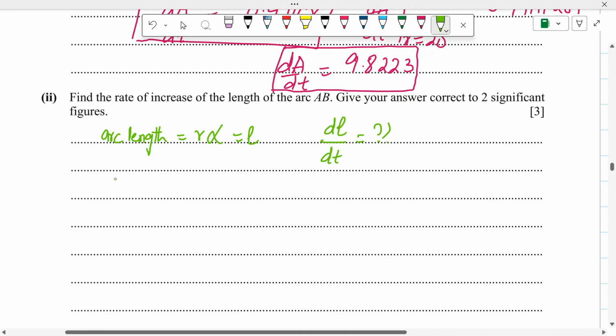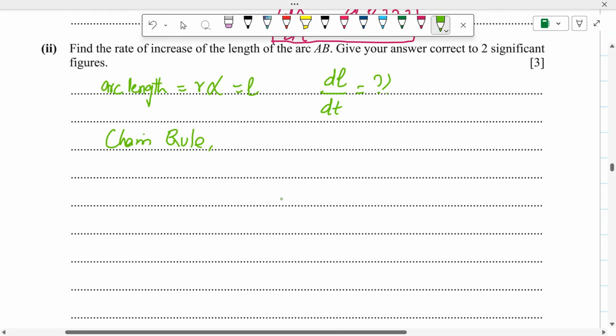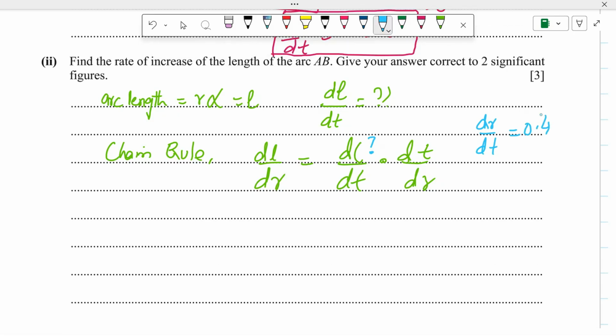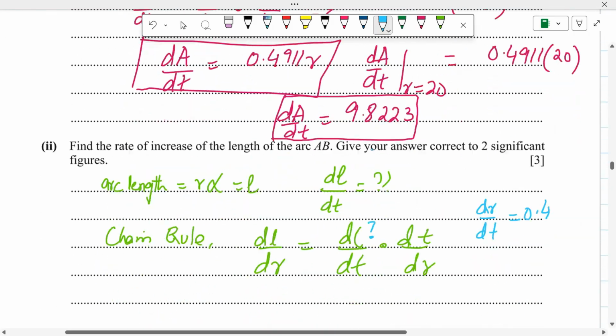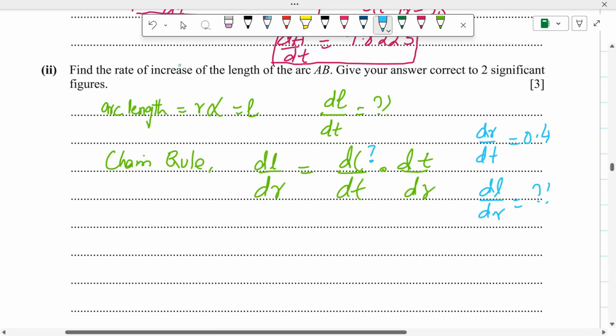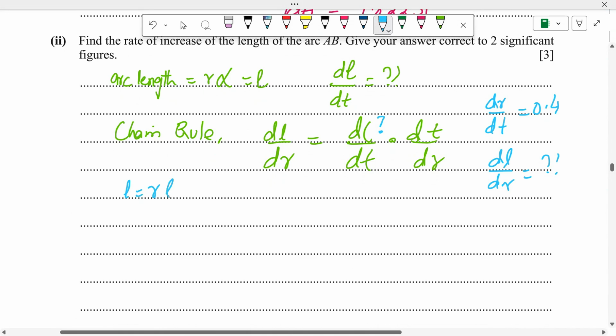Again, we will use chain rule. So dL over dr is equal to dL over dt times dt over dr. dL over dt is unknown. This one is unknown. And dr over dt is given, which is 0.4. You can see from here. Okay. dL over dr can be found out by using the formula L is equal to r alpha.